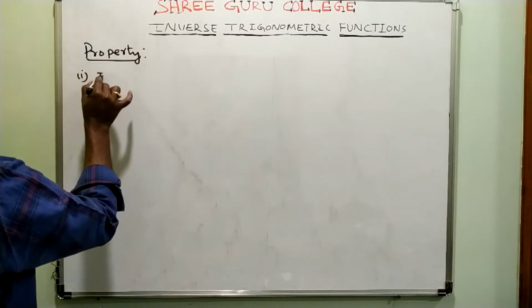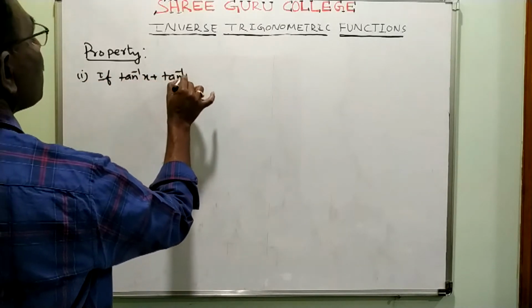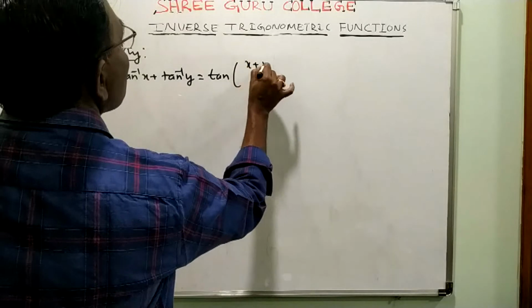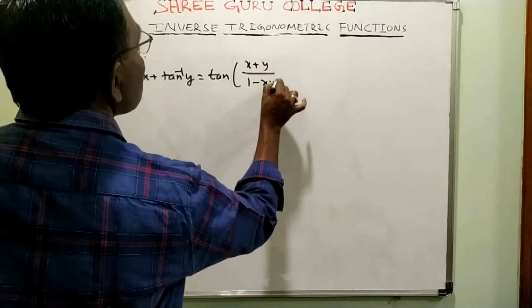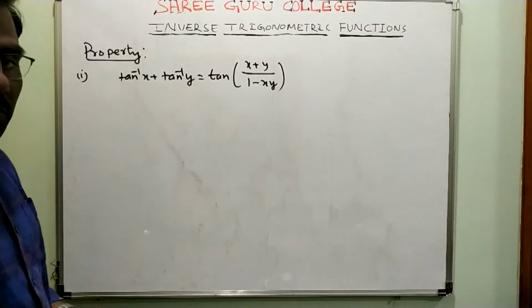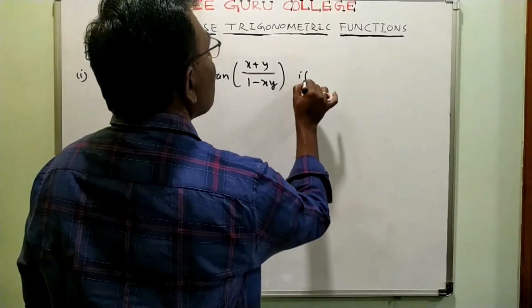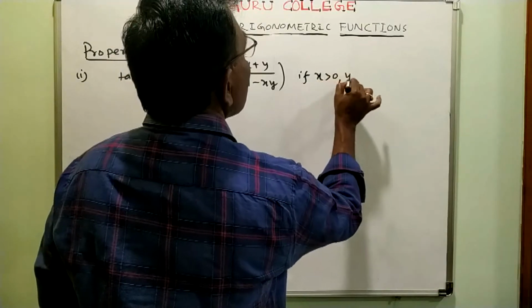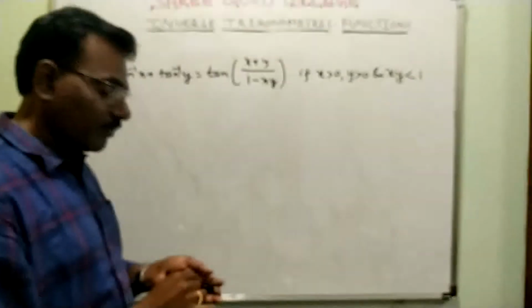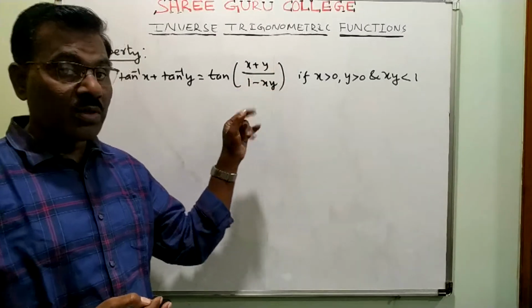Number 1: tan inverse of x plus tan inverse of y equals tan inverse of (x plus y) by (1 minus xy). What is the property? If x is positive, y is positive and xy is less than 1, then tan inverse of x plus tan inverse of y equals tan inverse of (x plus y) by (1 minus xy).